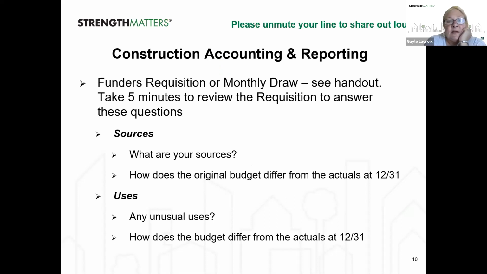Okay, so we're going to start off today looking at what we call funders requisitions or monthly draw, or as I like to call it, just a really fancy invoice that we send to our lender, generally the construction lender on the project. It could be one lender, could be multiple lenders. And it's just an invoice that shows the invoices in detail that we'd like to ask for reimbursement for.